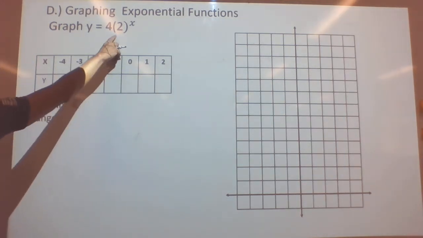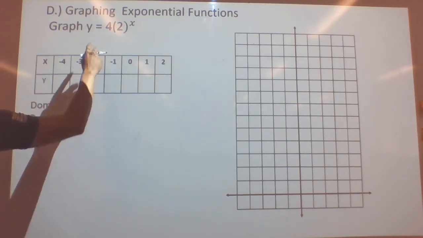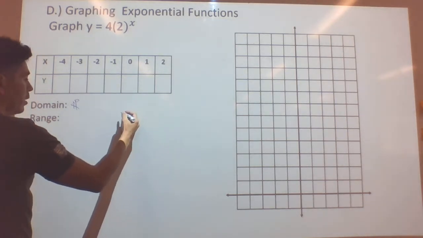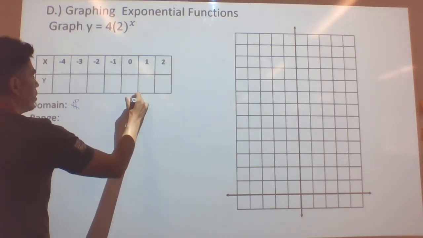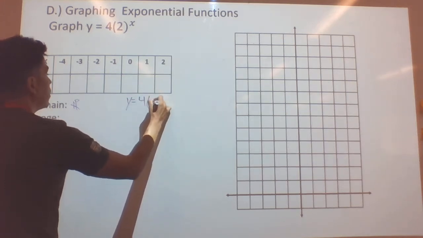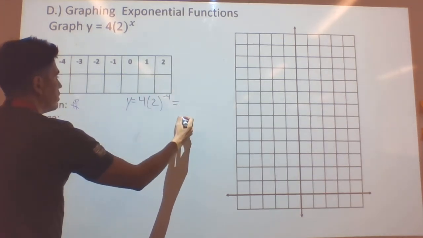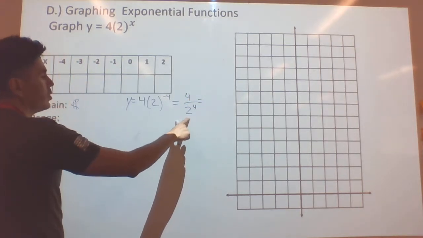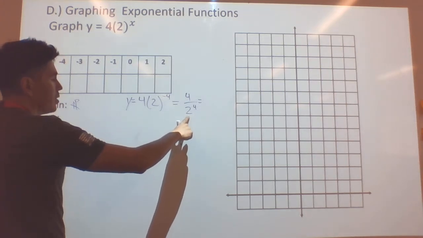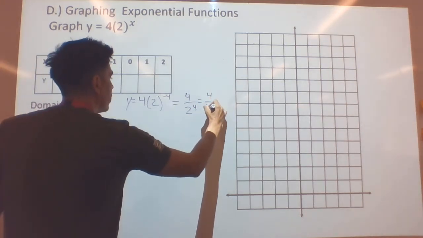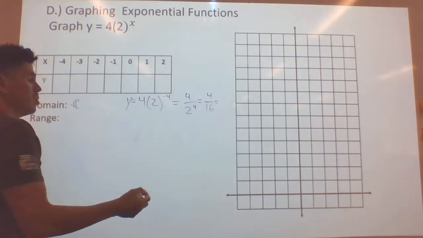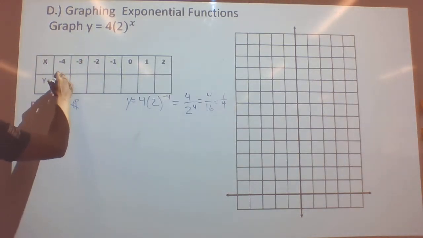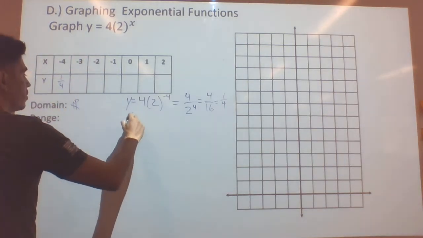So we have 2 raised to the negative 4th. Well, shoot, you can't have that. So you know what? I'm going to go ahead and do it here. So we have y equals 4 times 2 to the negative 4. That turns into 4 over 2 to the 4th. So what does that turn into? Well, 2 times 2 is 4, times 2 is 8, times 2 is 16. So we have 4 over 16. What does that turn into? That turns into 1 over 4. So 1/4. Boom. 1/4.